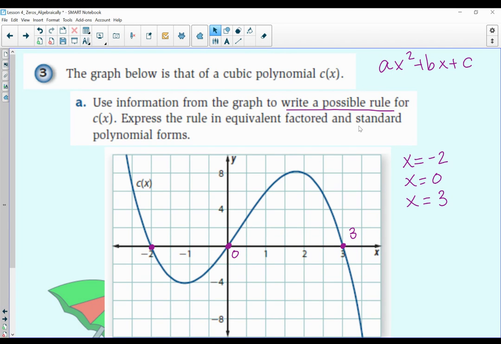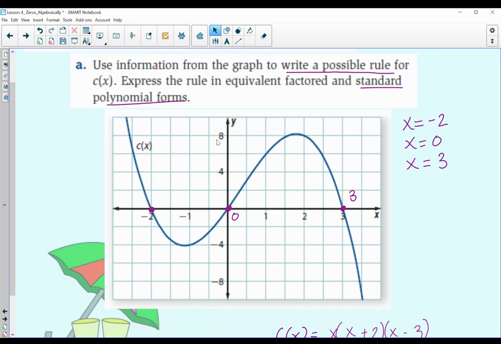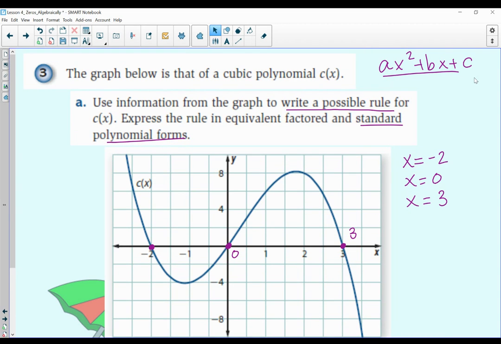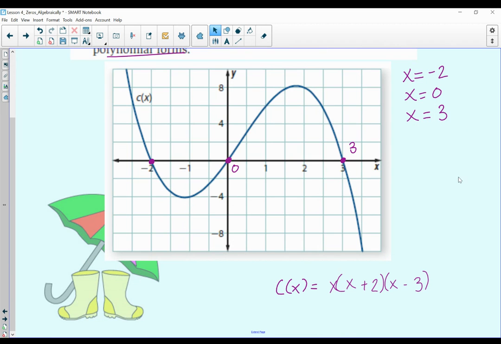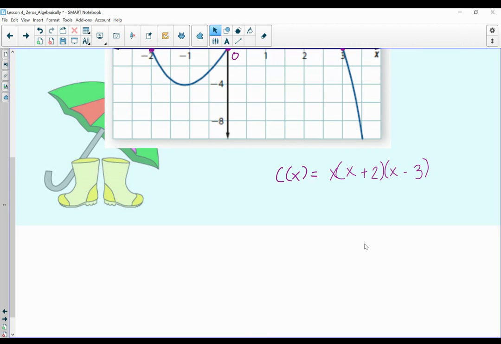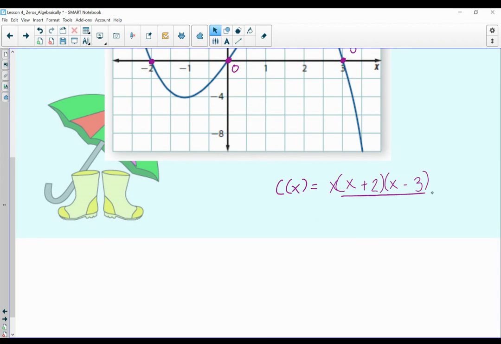But it's also asking me for it in standard form. So I have to actually get it to look something like this up here, ax squared plus bx plus c. So that's the same thing that we did in the last video. We're going to multiply x plus 2 times x minus 3, and then distribute in our x. So when I multiply x plus 2 times x minus 3, I get x times x minus 3 plus 2 times x minus 3.